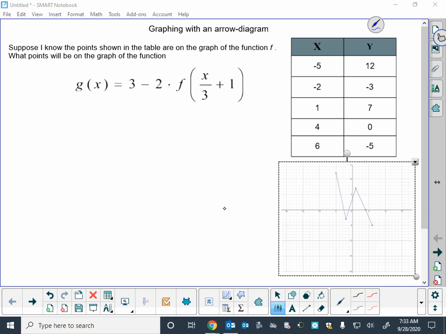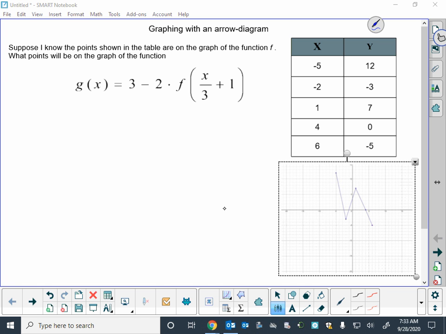All right, we are going to take a look at using an arrow diagram to sketch a graph of a function. So I've started out here with a table of points. I didn't want to use some function that we already know, so we'll just use some other random relationship between inputs and outputs that are captured by this table of values.